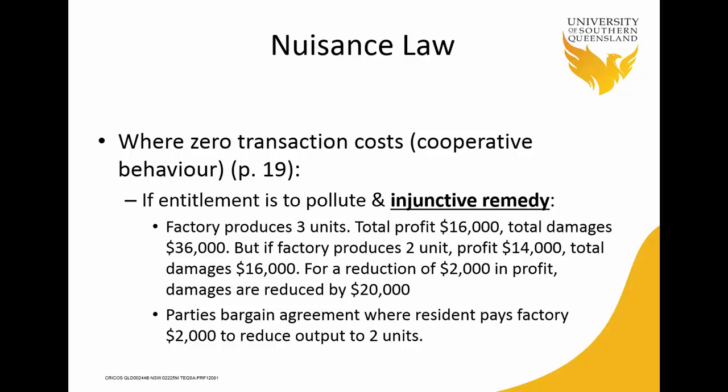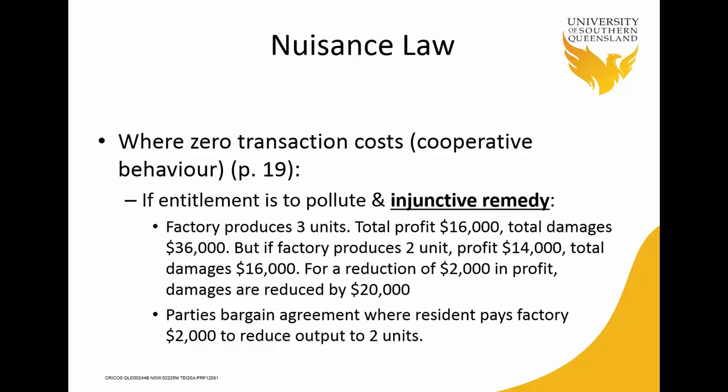Let's say that the factory produces 3 units. Okay. Now their total profit is 16,000, but the total damages again are 36,000. So if they drop down then to 2 units, so why did we start with 3 units? Because they have the right to produce as much as they want. They can pollute as much as they want. So great, they will start with the maximum possible output. But when they think about it, they'll find that their total profits are really less than the total damages. Remember, there's an injunctive remedy here. Okay, what does this injunctive remedy here mean in this situation?